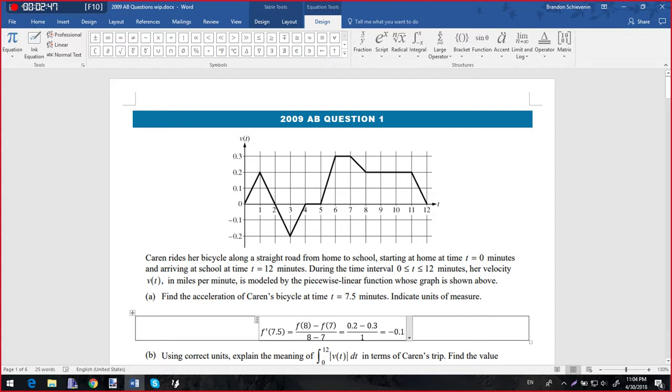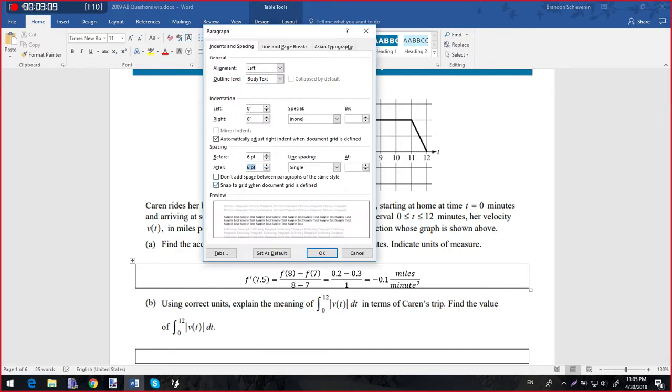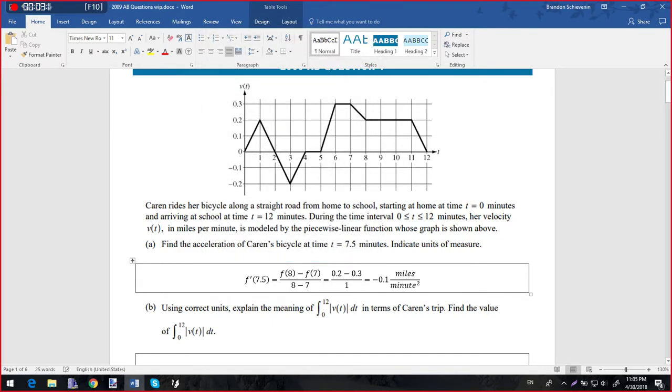Okay, and then for units, I'm told that her velocity is in miles per minute. So if this is acceleration, this should be distance over time squared. So this will be miles per minute squared. And that's good.